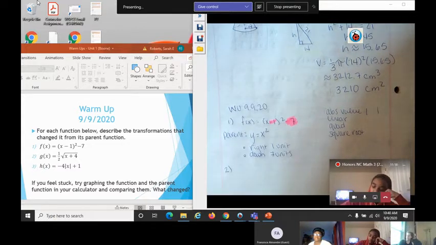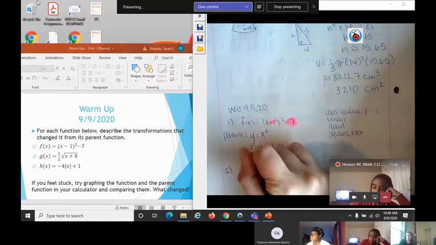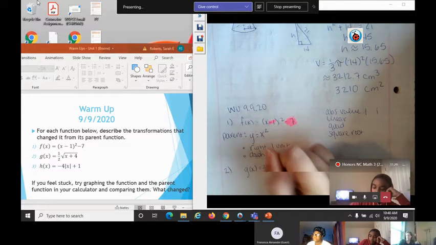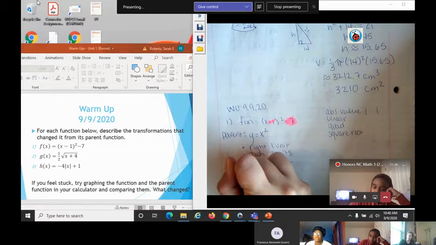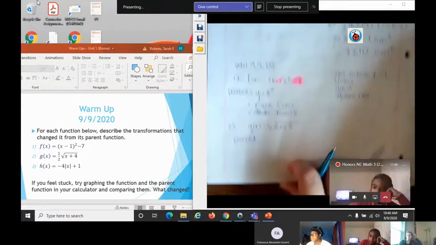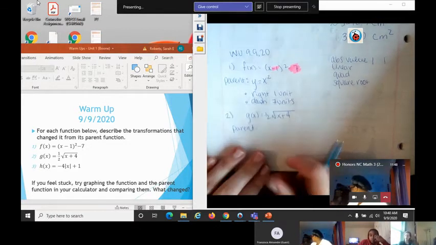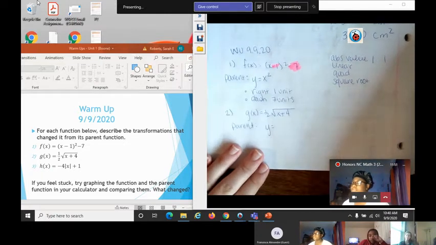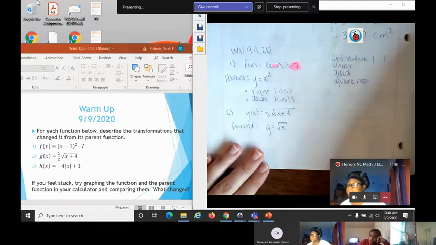Tanaya, how do I do number 2? So first, I guess I'll write it down. g of x equals 1/2 square root of x plus 4. So what's the parent function? Square root, right? Can you say it again? You're kind of quiet. Square root. Yeah, very good. And how do I write that? Y equals the square root of x, right? Perfect, yes. Y equals the square root of x.